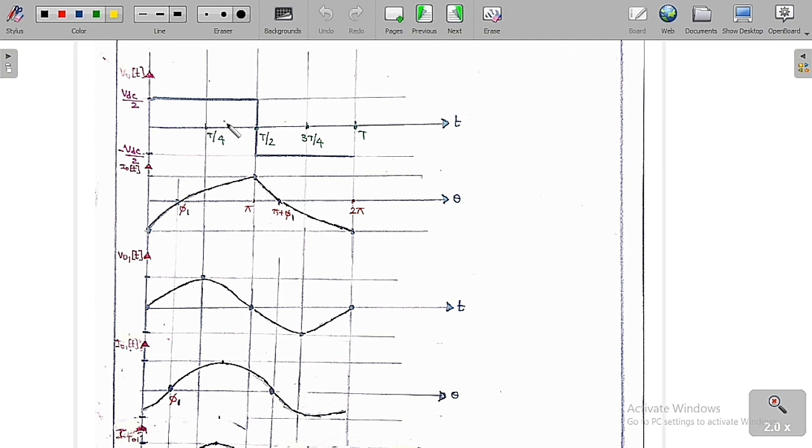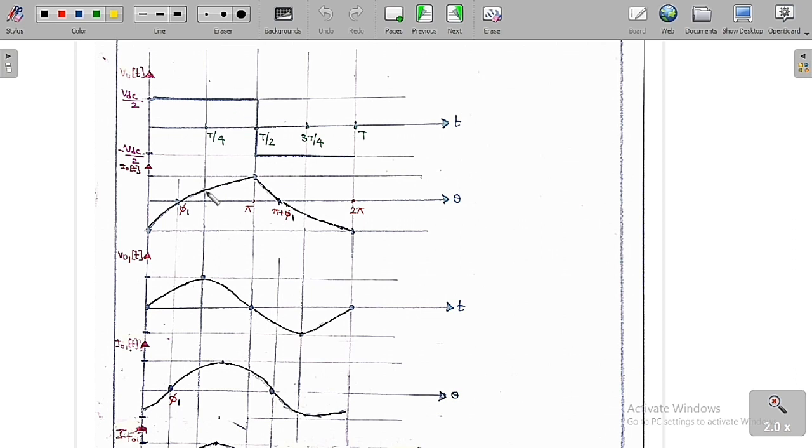As I have already told you, irrespective of the load, for a voltage source inverter its output voltage will always be the same graph. So for 0 to T by 2, its value is equal to plus VDC by 2, whereas from T by 2 to T, its value is equal to minus VDC by 2. So this is the output voltage that we are going to get for a single phase half bridge voltage source inverter irrespective of the load. But if you give a DC voltage across an RL load, then what is going to happen? The current will be exponentially increasing.